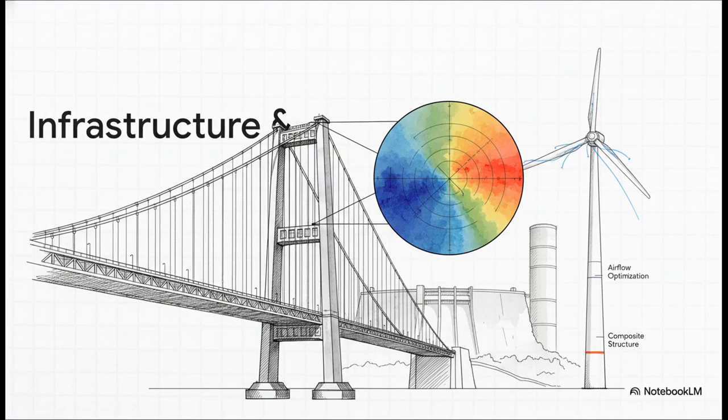And it's just as vital for the infrastructure we all depend on. Engineers use FEA to make sure our bridges and dams are safe, to optimize the shape of wind turbine blades so they get the most energy, and to analyze the incredible stresses happening inside power plant boilers and oil pipelines.